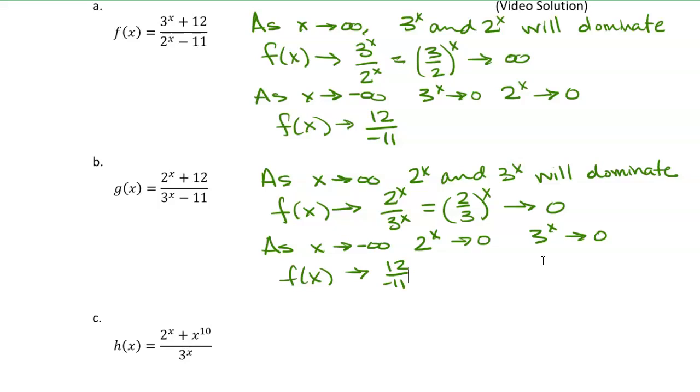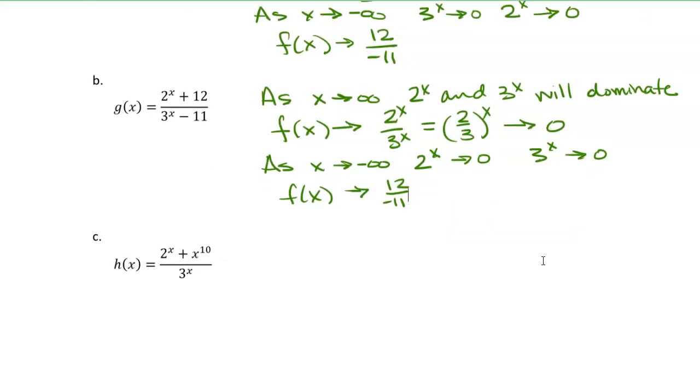All right, so let's look at the next one here. Again, we have a 2 to the x in the numerator and a 3 to the x in the denominator. So let's first of all look at as x goes to infinity. Again, 2 to the x and 3 to the x will dominate.